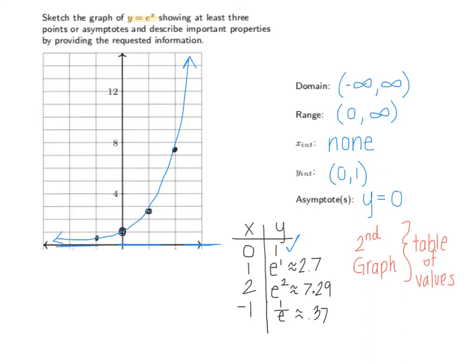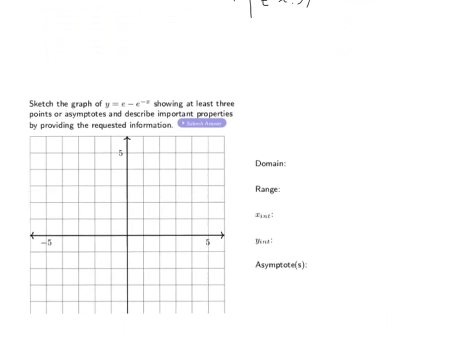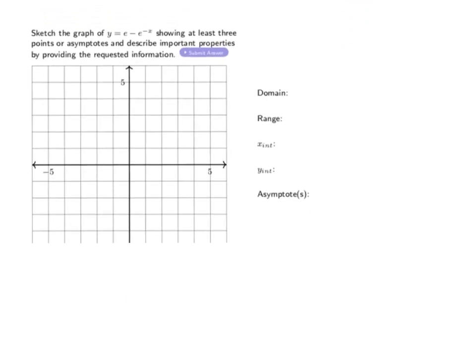Let's go ahead and do one more, and then we're actually done with this video. So we're now going to sketch the graph of y equals e minus e raised to the negative x. So a little bit more complicated, but we're going to treat it exactly like we did before. We'll start with an xy table. I'm going to pick some values. This time I'm going to show some negative at the beginning.